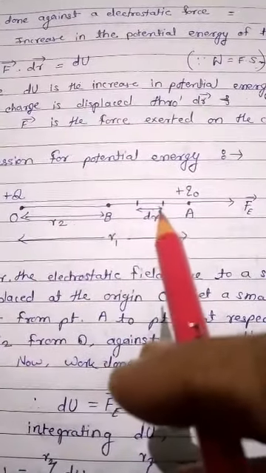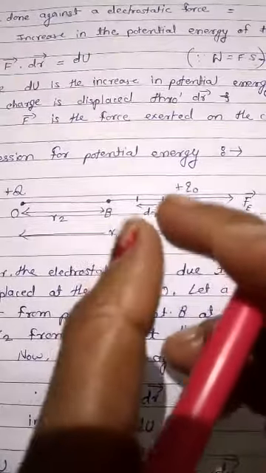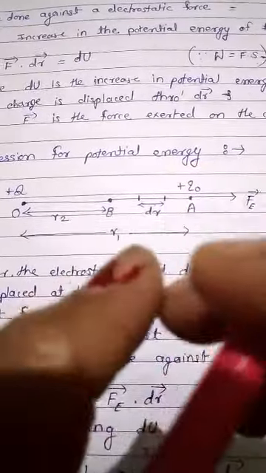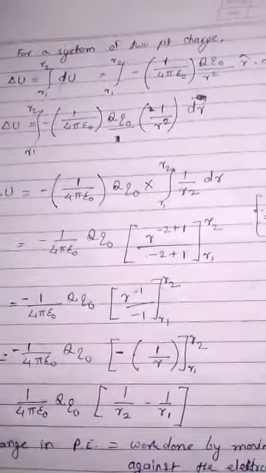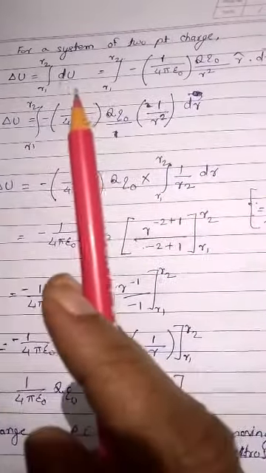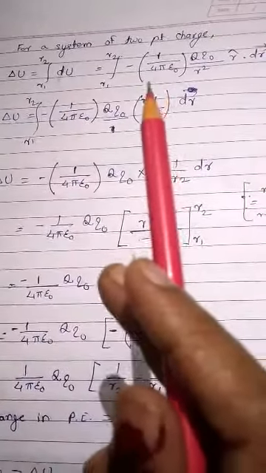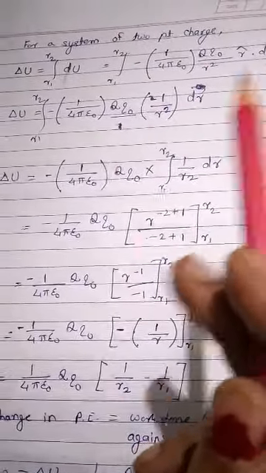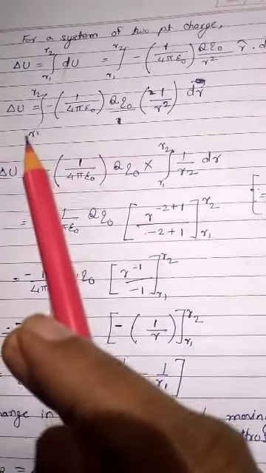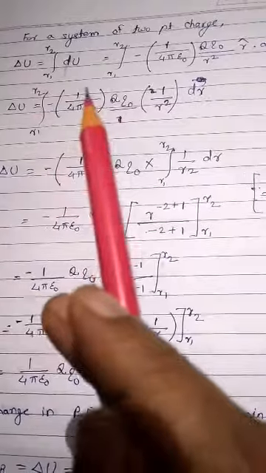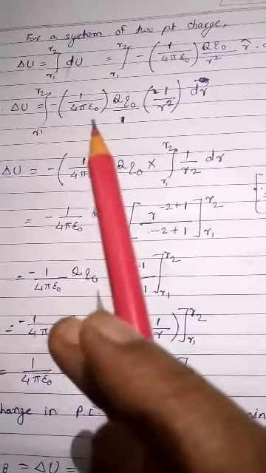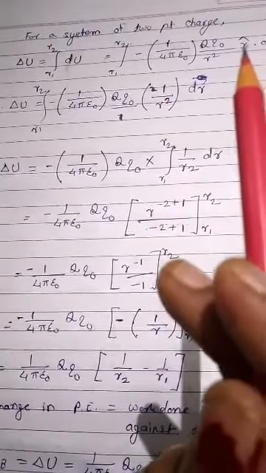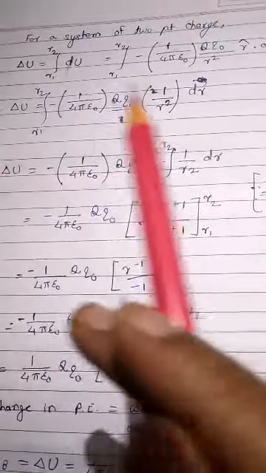So here we first find a small area dr, then find the total area. So we get the integration. Solving this integration, dU is minus 1 upon 4 pi epsilon naught q naught upon r square into r cap into dr. So delta U is equal to the integration from R1 to R2 of minus 1 upon 4 pi epsilon naught q into q naught, 1 upon r square dr. We are not considering r cap because of the magnitude form.